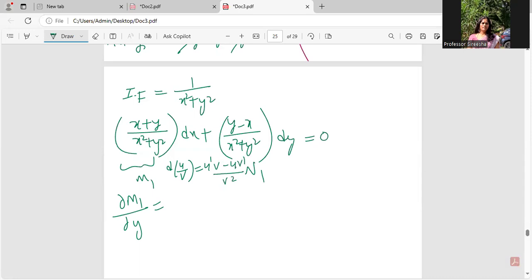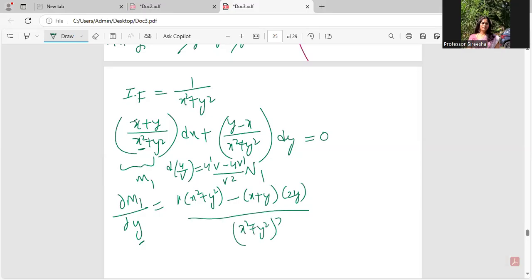U prime is what? I'm differentiating with respect to y. This is my U, it is 1, into V, which is x squared plus y squared, minus U, which is x plus y, into V prime. V prime is the derivative of x squared plus y squared with respect to y, so it would be 2y, by x squared plus y squared whole squared, right?